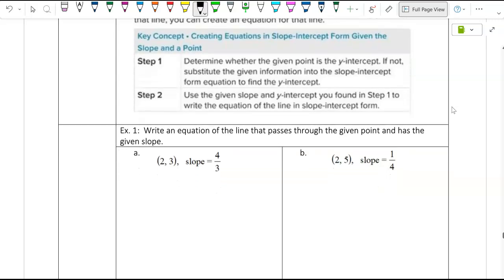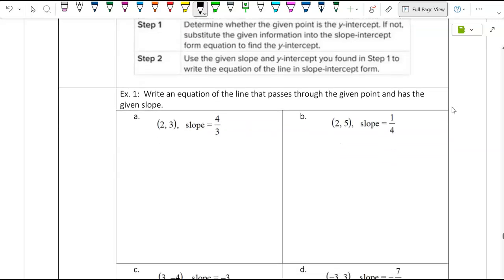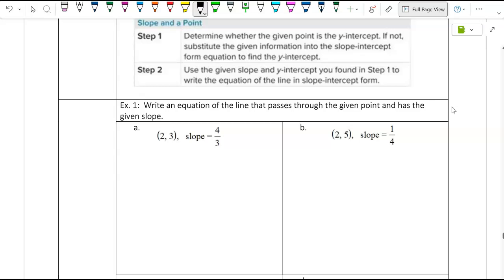So determine whether the point is the y-intercept. If not, substitute the given information into the slope-intercept form equation to find the y-intercept. Use the given slope and y-intercept you found in step 1 to write the equation of the line in slope-intercept form. So I'm going to kind of paraphrase all that off to the side here.